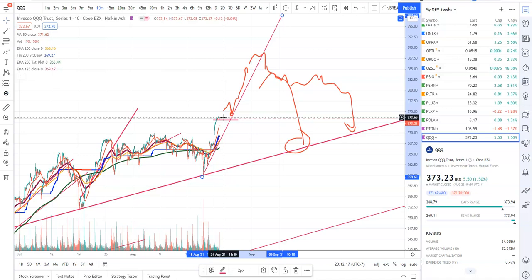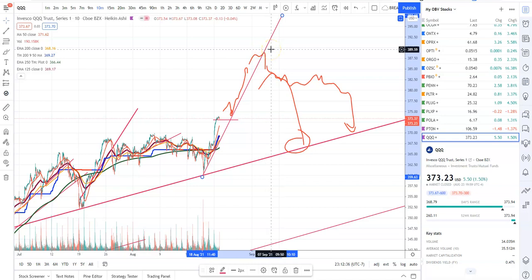But I think right now is the time where we need to take advantage of the push to the upside in the Qs, jump on this trend, see where it takes us to the upside, and then the downside risk, of course, is going to be coming when we break this short-term trend line to the downside.